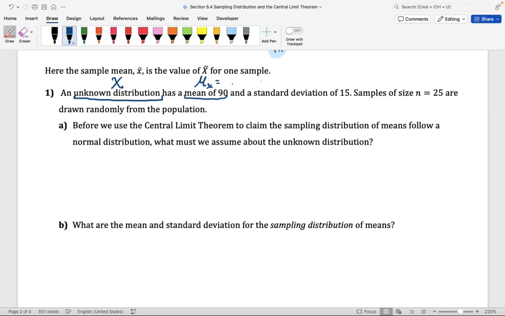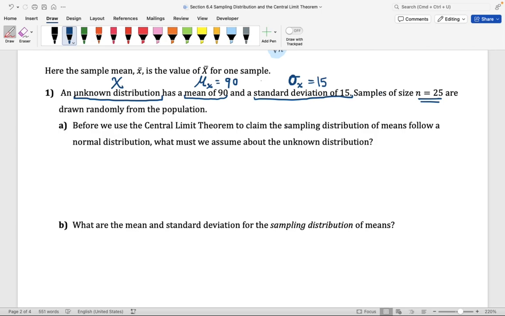So that mean is equal to 90. The standard deviation here is 15. Instead of just using sigma as we always do, I'm going to write sigma of x again so that we remember that this is the standard deviation of this unknown distribution. This is 15. Now we're being told that samples of size n equal to 25 are going to be taken from the population.